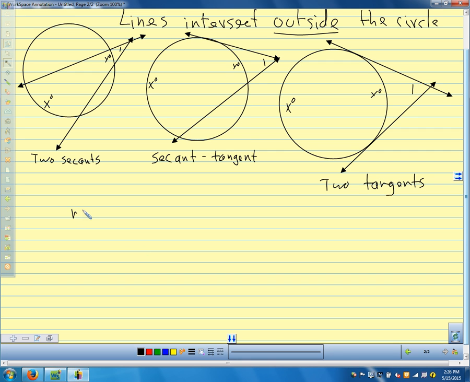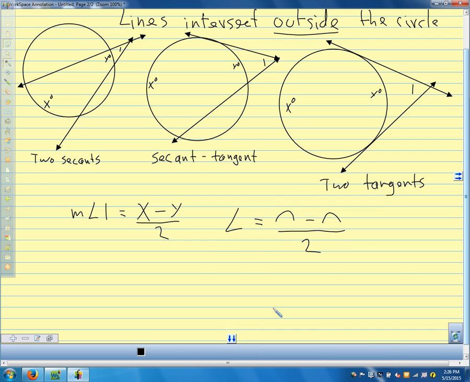I'm going to say the measure of angle 1 equals x minus y divided by 2. The big arc minus the small arc divided by 2. And the shorthand that I use here is the angle equals the arc minus the arc divided by 2. So when our secants intersect inside the circle, the angle equals the arc plus the arc divided by 2. When the lines intersect outside the circle, the angle equals the arc minus the arc divided by 2.